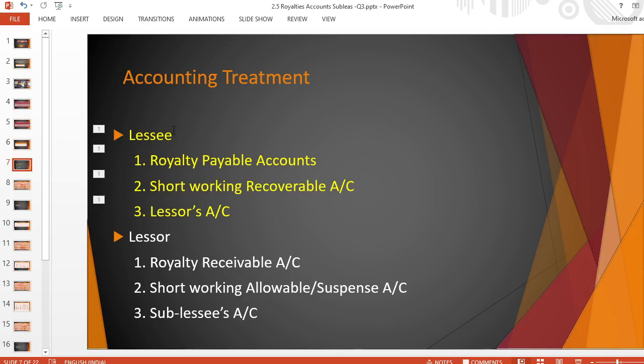Here, of course, in the role of lessee, we need to prepare three ledger accounts, and in the role of lessor, we need to prepare three ledger accounts. I'll show how to prepare royalty payable accounts, and the rest of the ledger accounts you are going to prepare.